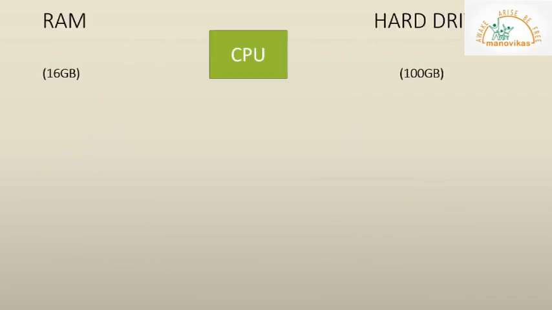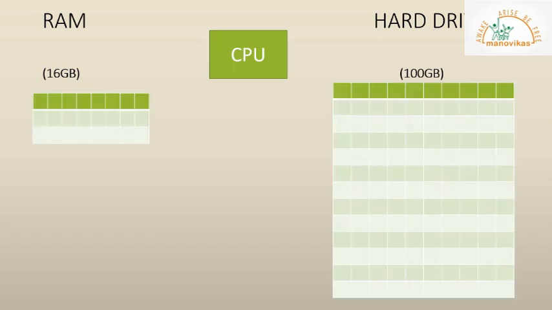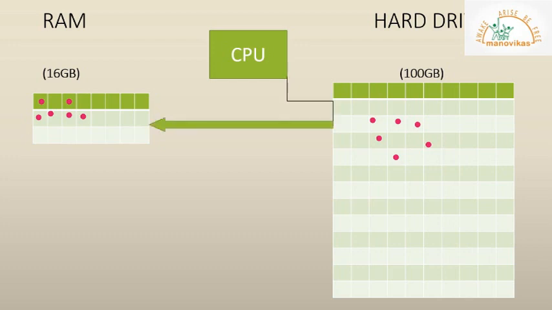Now here you can see a RAM, a CPU and a hard drive. Now the hard drive has larger capacity, let's say around 100 GB, and RAM has comparatively less capacity, that is 16 GB. Now in the hard drive the files are already stored. Now when you are running a program, your CPU will identify the files which it needs to run a particular program. It will identify the files and transfer them to the RAM, and from RAM it is going to access. Now RAM will give access to these files more easily.